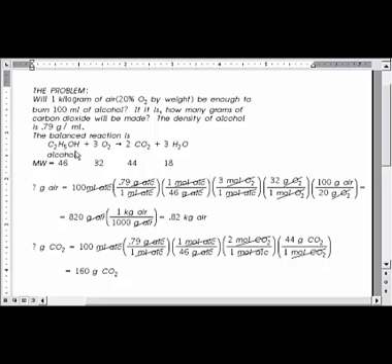So the reaction that we're talking about is down here, and I've balanced it. Here's the formula for alcohol, normal ethyl alcohol, or ethanol. It takes 3 O2s to make 2 CO2s and 3 water molecules. So the question is to see if there's enough air to burn 100 milliliters of alcohol. We're told in the problem that the density of alcohol is 0.79 grams per milliliter. So that's going to let us change the volume of alcohol into grams of alcohol.